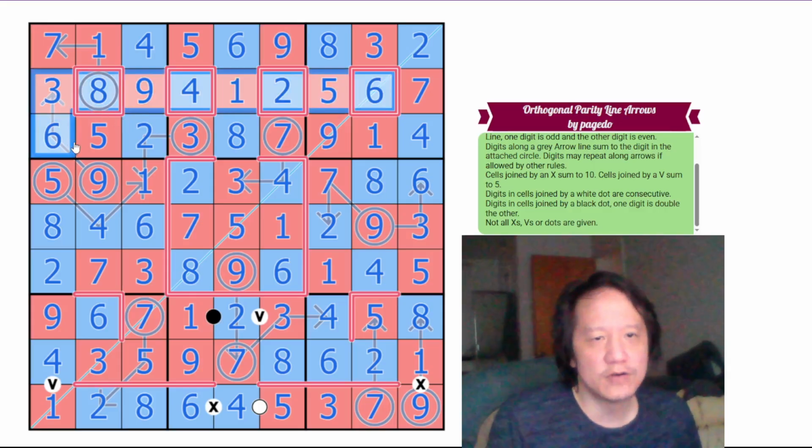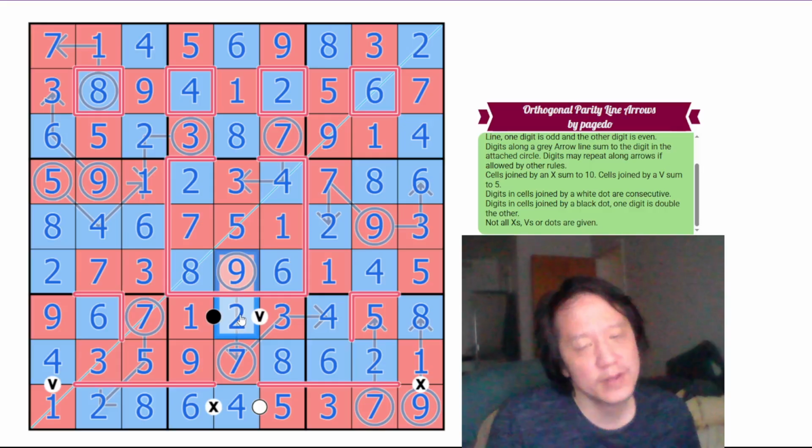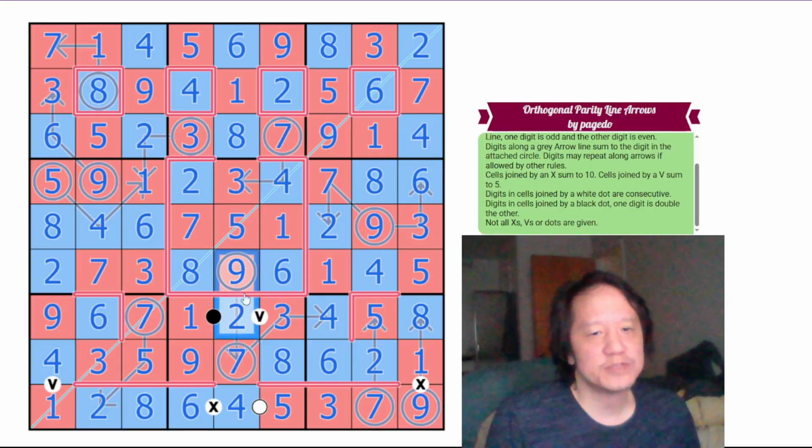You have to know a lot about the even and odd parities and how they work out between arrows. And there's a lot of stuff you have to get to do that. I would consider this easy, but that's just my rating for these difficulties.